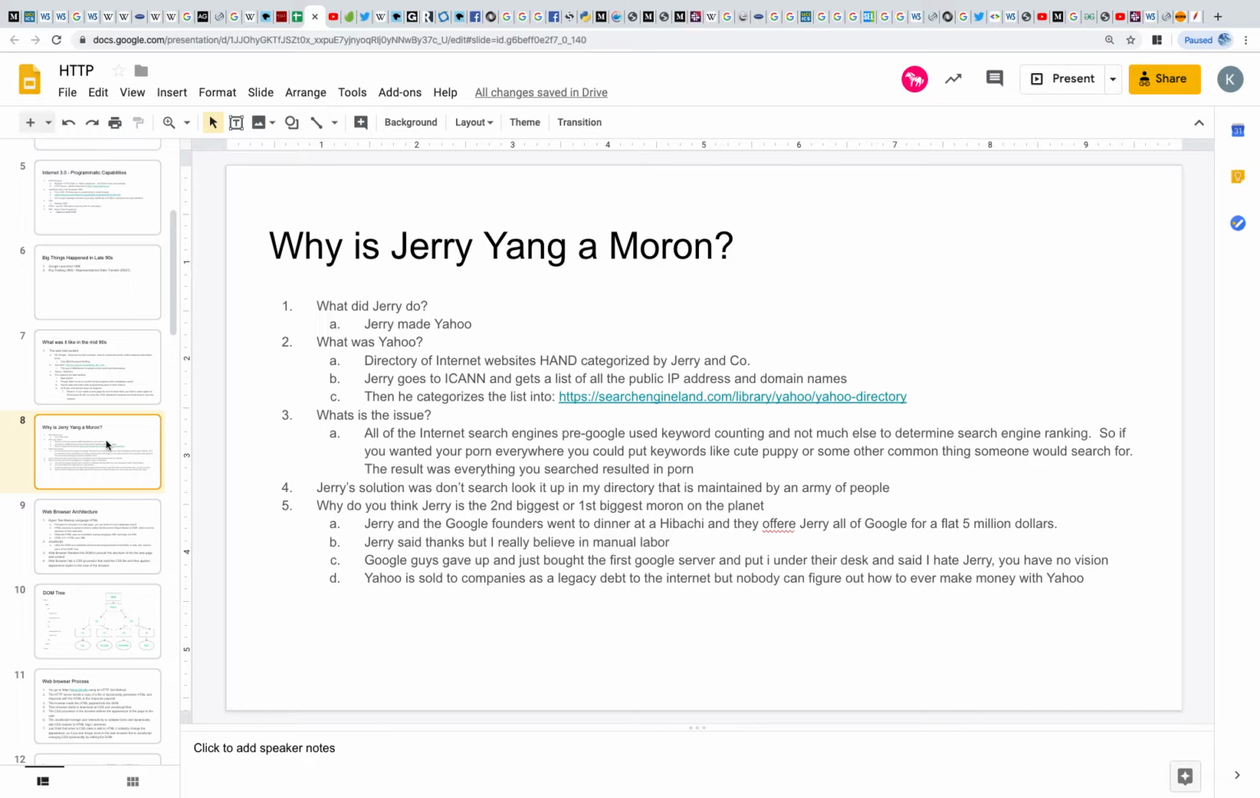So Jerry was doing great because he was dealing with the keyword stuffing problem and the search engines didn't work. The only way you could get any decent information was to go to Yahoo.